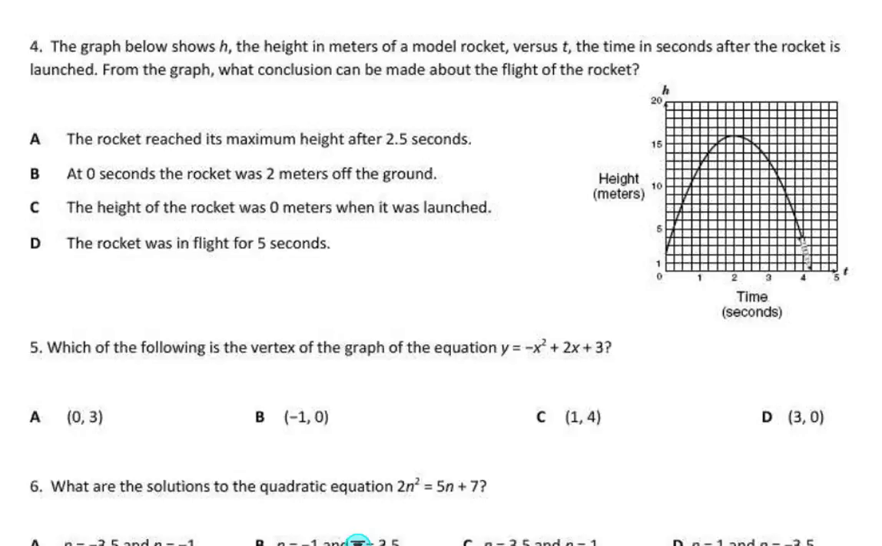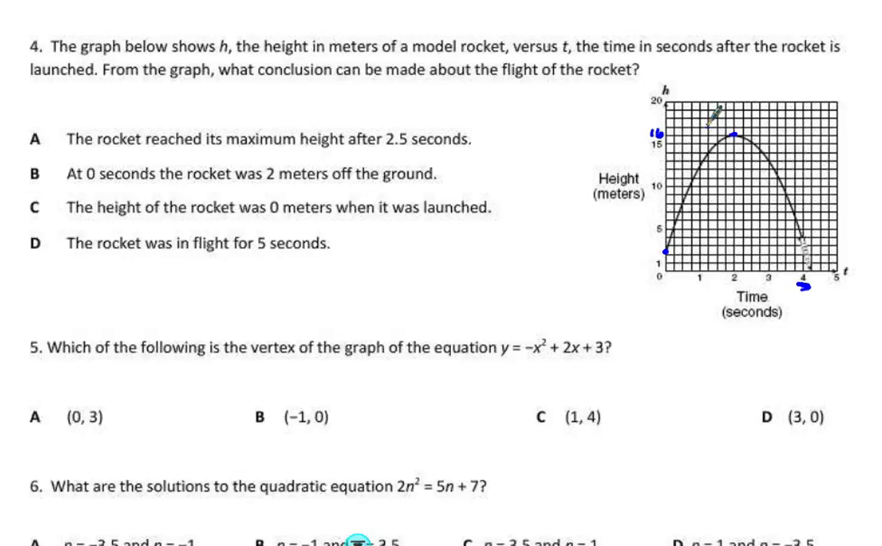All right, number 4. The graph below shows h, the height in meters of a rocket, versus the time in seconds after the rocket is launched. From the graph, what conclusion can be made about the flight of the rocket? All right, so again, they're shooting a rocket. It looks like it's starting right here. They shoot the rocket, and it comes all the way back over here just after 4 seconds. It looks like up here it reached a maximum height at about maybe 16-ish.